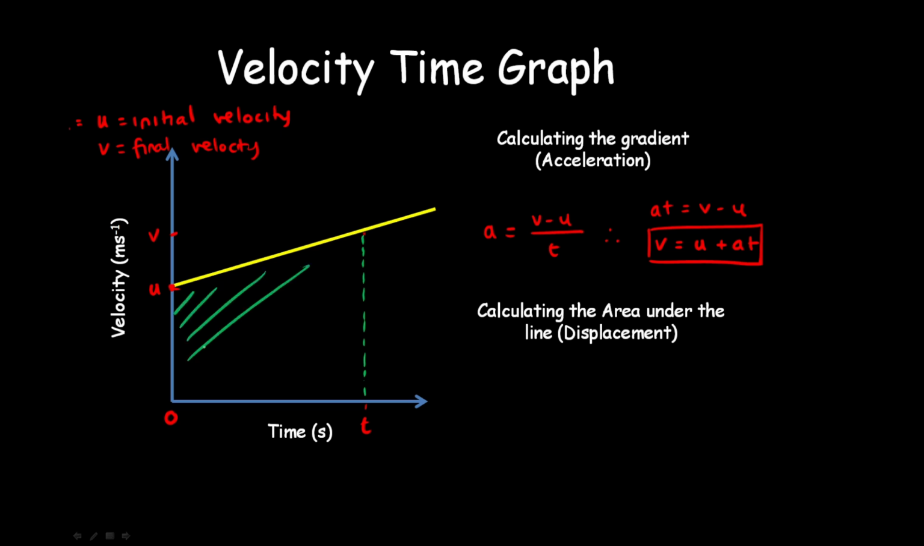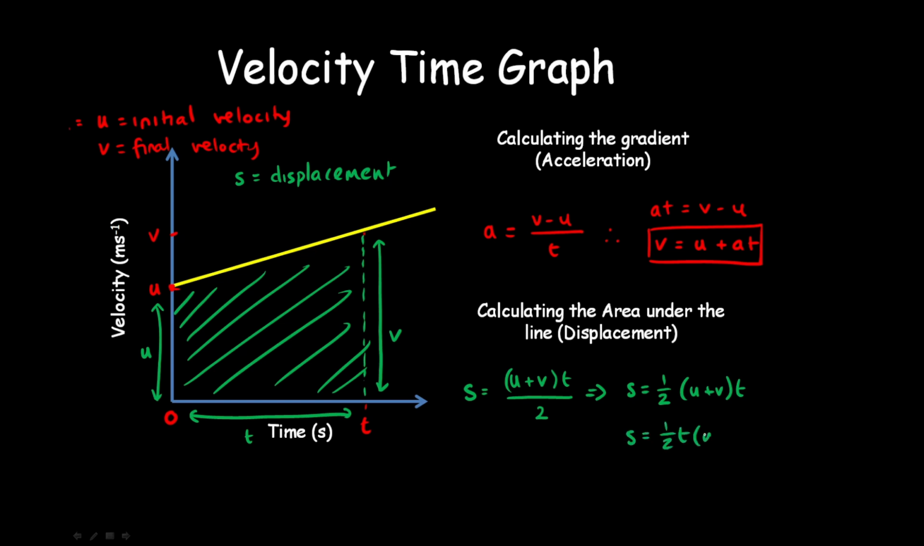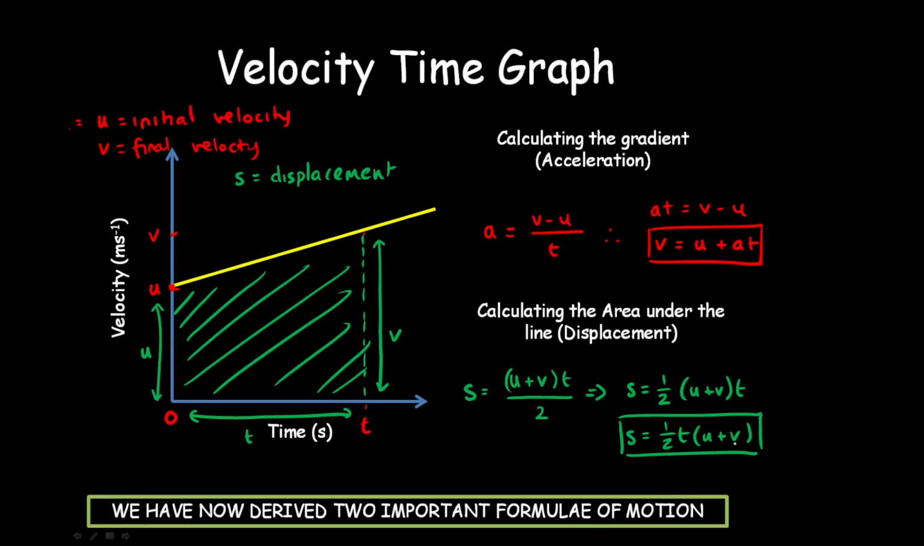So if we wanted to work out what this area here is using this notation, just to recognize that s is our displacement, then to work out the area of a trapezium, we add our two parallel sides, which is this side here is going to be u, this side here is going to be v. So to work out s, it's going to be u plus v multiplied by the height of that trapezium, which in this case is going to be t, and we divide that by 2. Another way of writing this is that s equals a half of (u plus v) t, or we can write it as s equals a half t (u plus v). And what we then establish is that we've now derived two important formulas of motion.